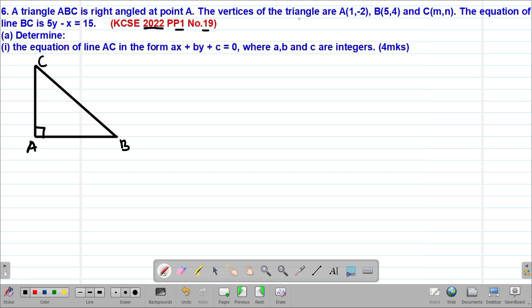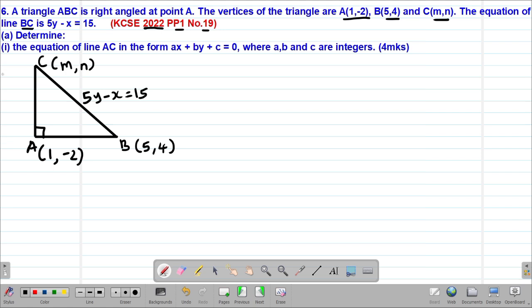Then I'm told that the vertices of the triangle are: we have A, which is (1, -2). So this point is 1, comma, -2. Then I'm also given the coordinates for point B, which is (5, 4). Then I'm told that point C has the coordinates of (m, n). Then I'm told that the equation of the line BC is 5y minus x equals positive 15.